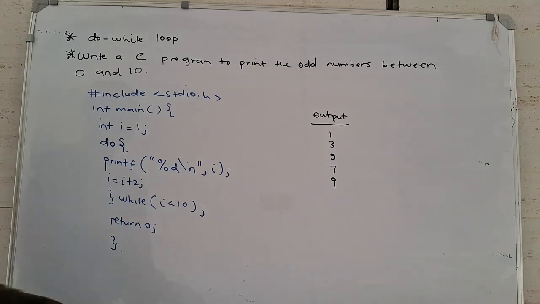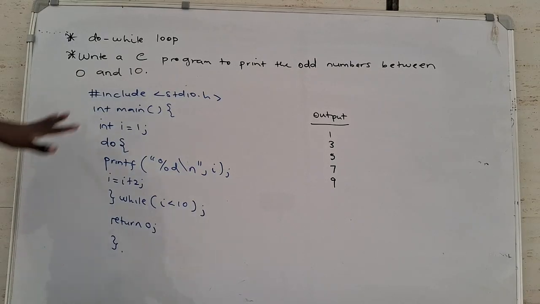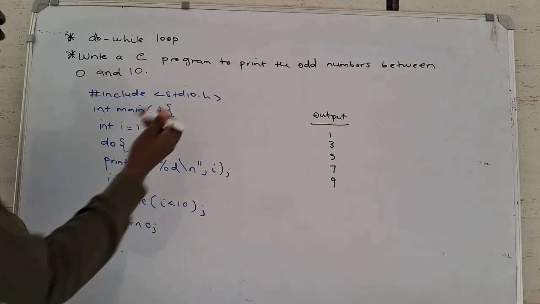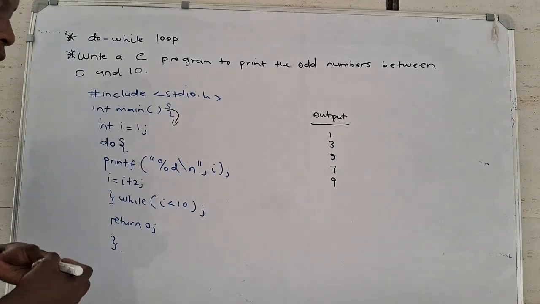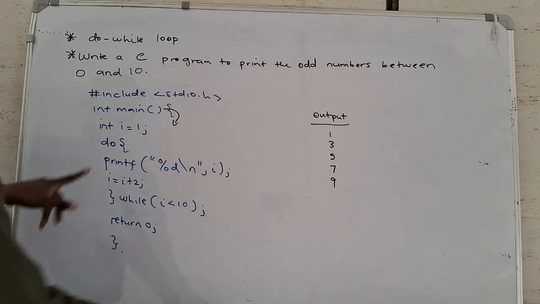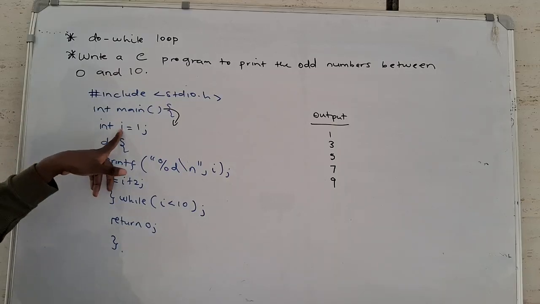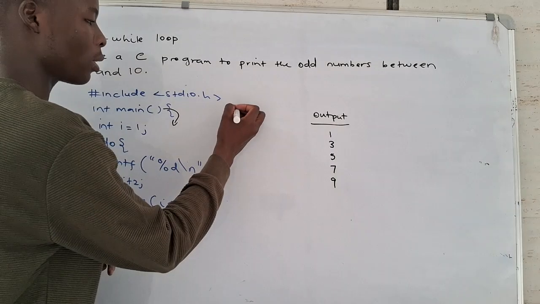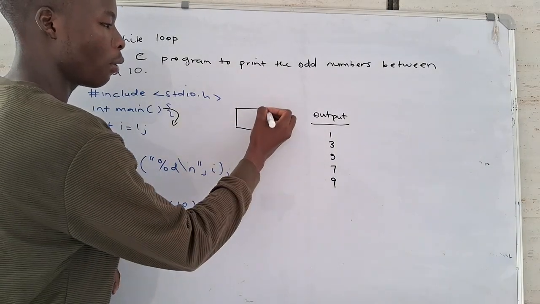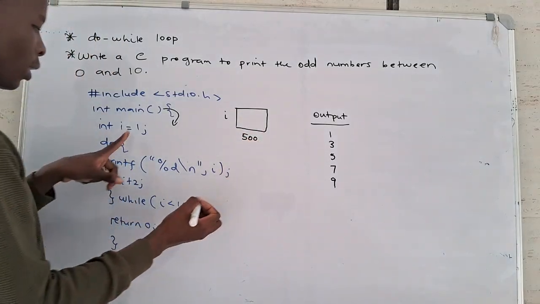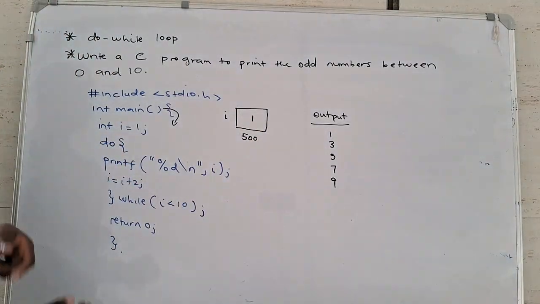Let's check how the program is going to be executed. The preprocessor directive is followed by the main function. Now the compiler is going to enter into the main function. What is the meaning of this? Declaration and initialization of the variable I. Some space is allocated for the variable I. Suppose this is 500, and the value of I is 1.